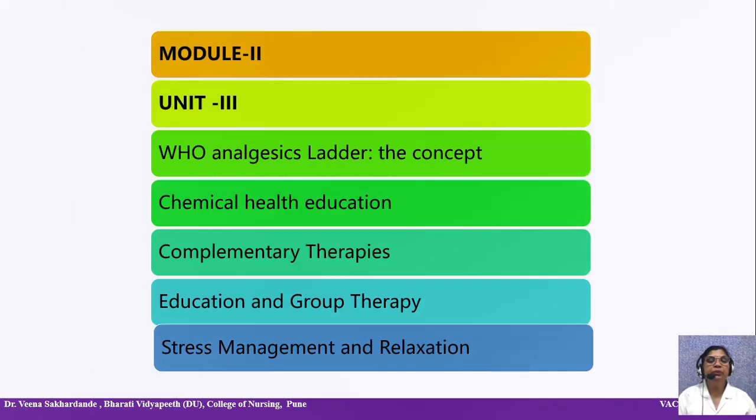This session will mainly include very important aspects like the WHO analgesic ladder, chemical health education, complementary therapies, education and group therapy, stress management and relaxation. The WHO analgesic ladder means that the World Health Organization has given a very systematic guideline for pain management. Chemical health education talks about the different drugs. Complementary therapy talks about non-pharmacological management, diversional therapy, education and group therapy, and stress management and relaxation.